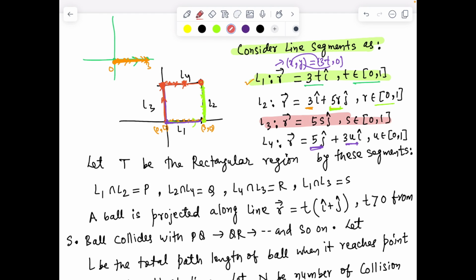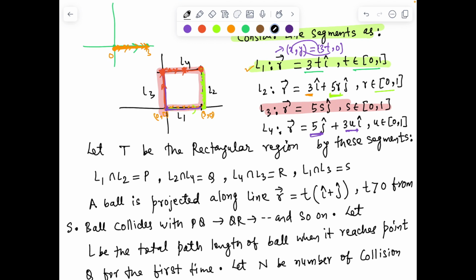Having recognized this boundary formed by L1, L2, L3, L4, this is the region, right? So once we are done with this, let's move ahead. T be the rectangular region formed by these segments. Fine, we understood this rectangle.